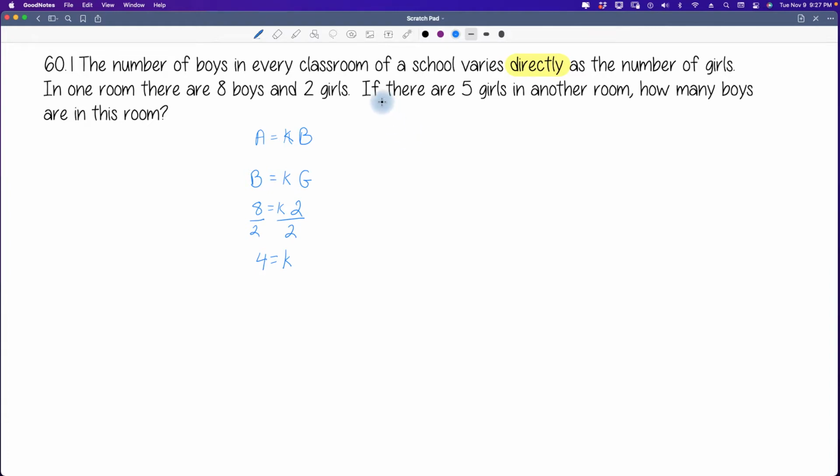Now it tells us if there are 5 girls in another room, how many boys are in the room. So we're going to find out how many boys there are. We take our constant K, and we plug that in, and that's going to be 4. And then we take the number of girls in the next room, which is 5. So that tells us that there are 20 boys and 5 girls in another room. So there are 4 times as many boys as there are girls in every room. So that is how we would answer that problem.